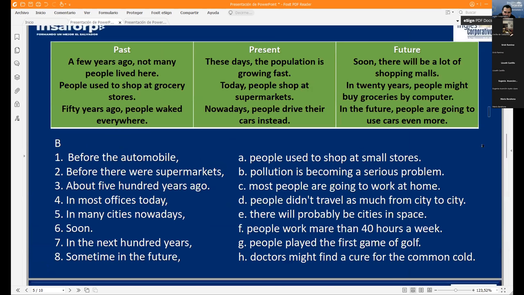Okay. So, in 20 years, people might buy groceries by computer. In the future, people are going to use cars even more. So you say like this: 50 years ago, people... wait, no, I didn't write L. I was very tired. Wait, the past tense of walk is walked. 50 years ago, people walked everywhere. Nowadays, people drive their cars instead. In the future, people are going to use cars even more. Okay.